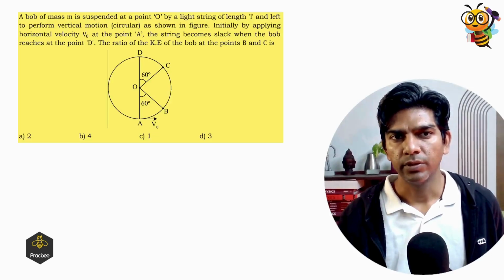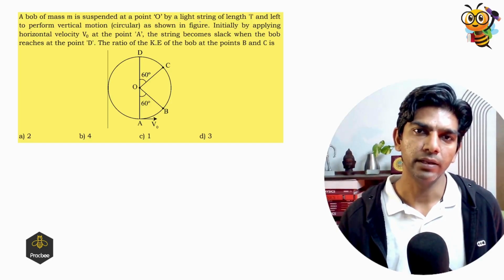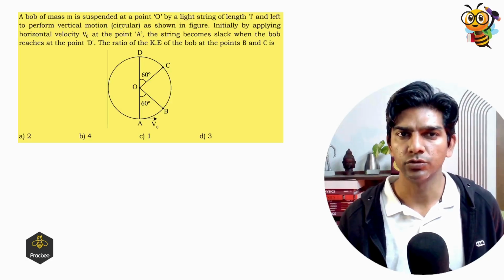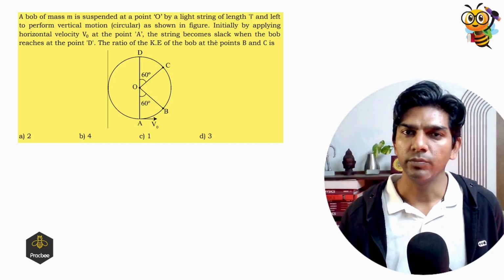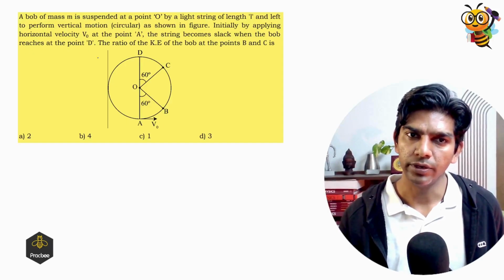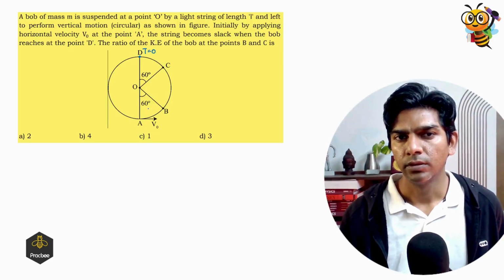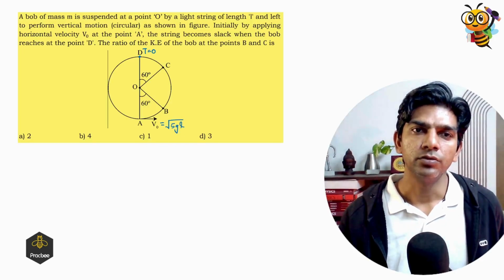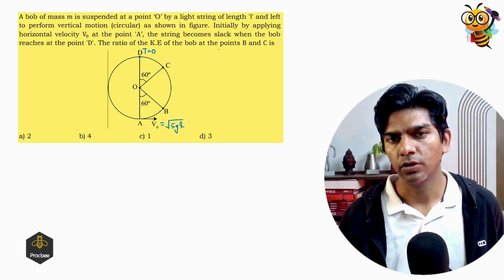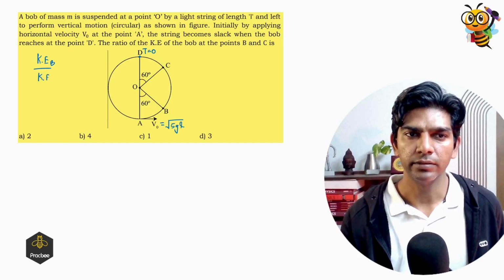Okay, a bob of mass m. This question is from vertical circle. A bob of mass m is suspended at a point O by a light string of length L and left to perform vertical motion. Initially, by applying horizontal velocity V0 at the point A, the string becomes slack when the bob reaches the point D. So at point D, the tension becomes 0. In this particular case, the velocity at the bottommost point will be root of 5gl, right? We have to find the ratio of kinetic energy of the bob at the points B and C, so kinetic energy at B and kinetic energy at C.